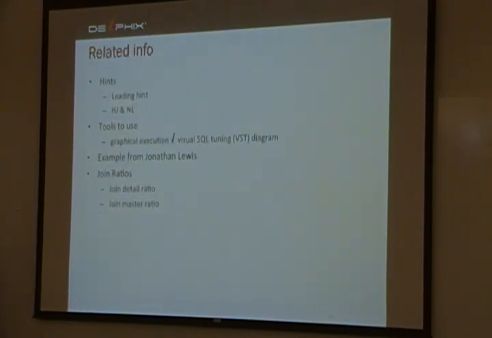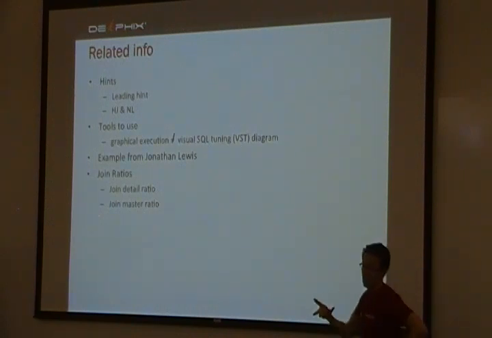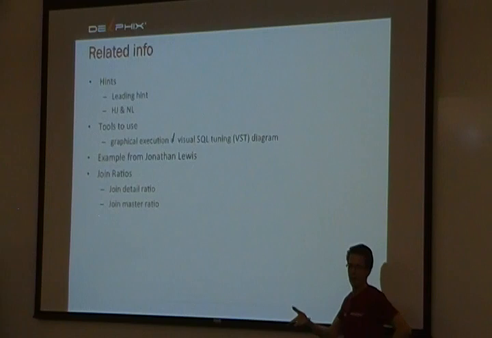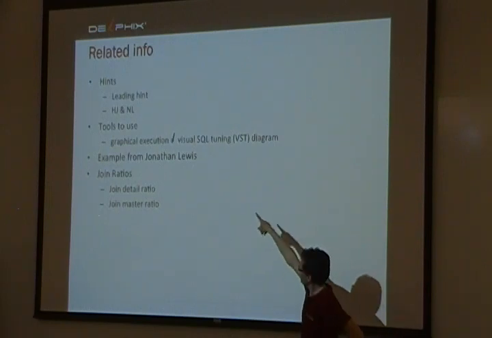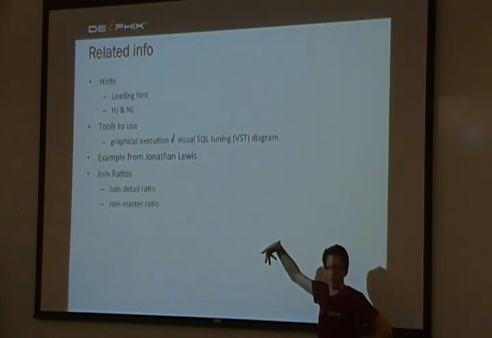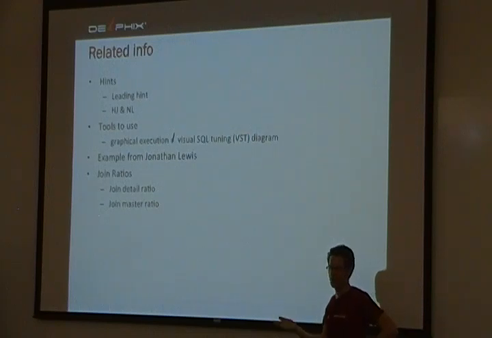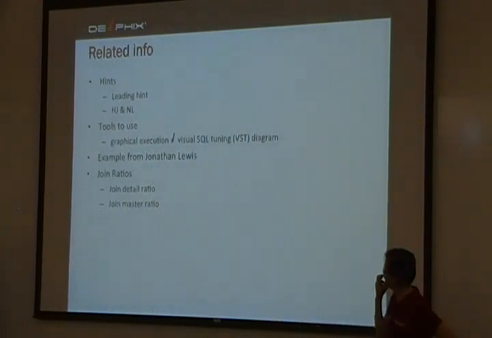So, related info, hints. I use the leading hint to make Oracle choose the path that I want. I think I'll throw this in the next few slides if you have time. I'm going to show hash join hints and nested loop hints because I think they're confusing. What tools do I use? I use PowerPoint a lot of the time, or if I have Embarcadero's DB Optimizer, I use it. There are tools that have graphical execution plans. You'll see it in Enterprise Manager. They're not visual SQL tuning diagrams. They're really nothing to do with it.